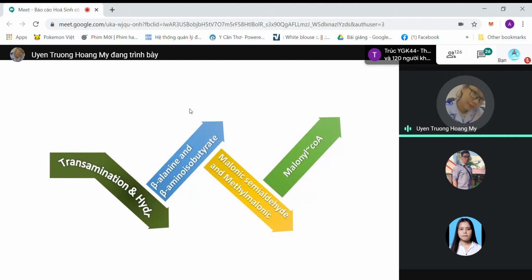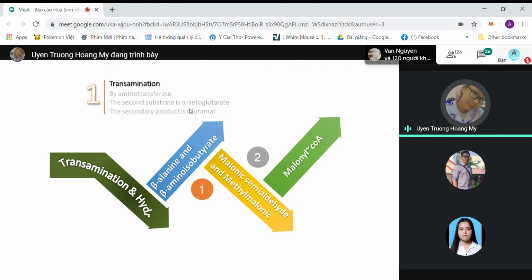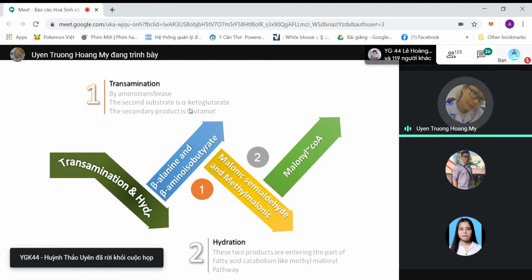Beta-alanine and beta-aminoisobutyrate are converted into malonic semialdehyde and methylmalonate semialdehyde by the transamination process, and they will be converted into malonyl-CoA by the hydration process. In transamination, an aminotransferase enzyme is used, and the second substrate is alpha-ketoglutarate. The secondary product is glutamate. These two products enter the part of fatty acid catabolism like the methylmalonyl pathway.